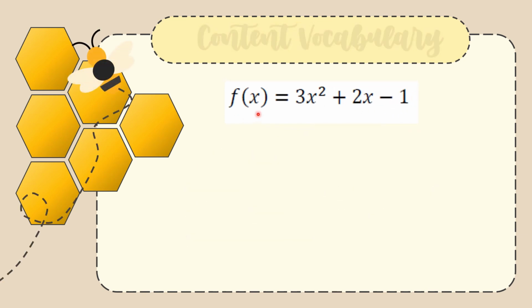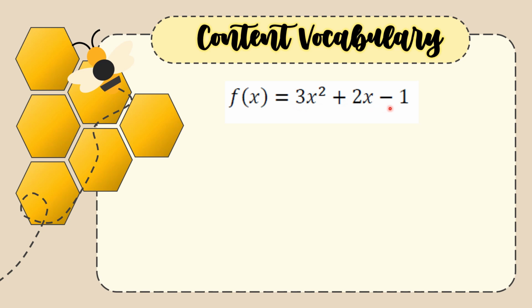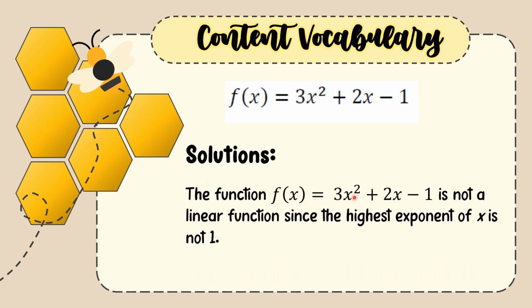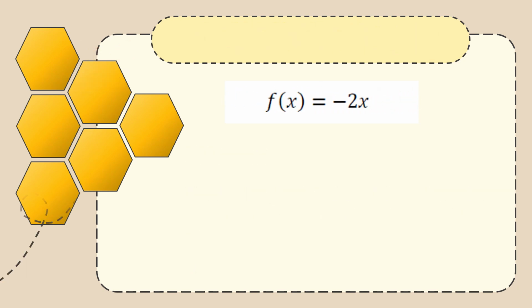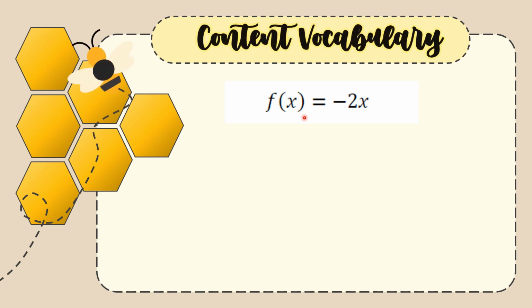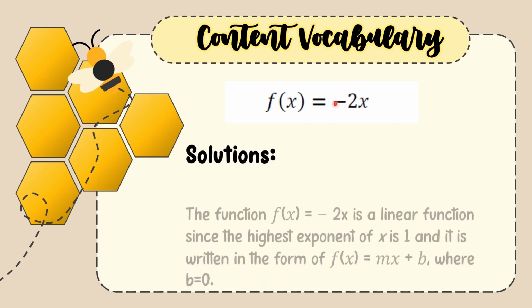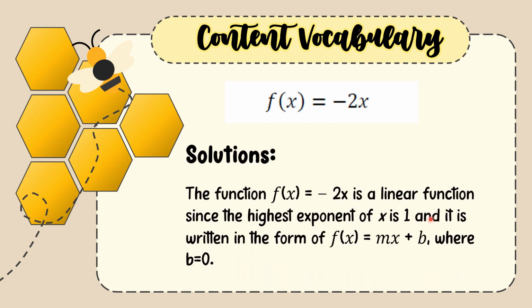Now let's proceed to f(x) = 3x² + 2x - 1. When you inspect this equation, the highest exponent is 2. Therefore, the function f(x) = 3x² + 2x - 1 is not a linear function since the highest exponent of x is not 1. For equation number 3, we have f(x) = -2x. This one is a linear function since the highest exponent of x is 1 and it is written in the form f(x) = mx + b, where b is equal to 0.